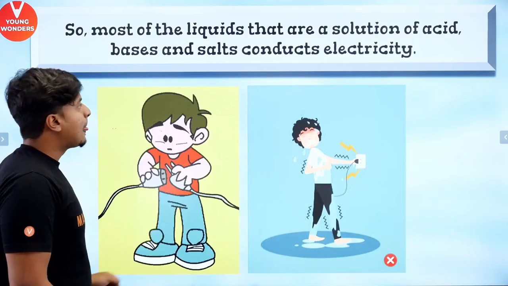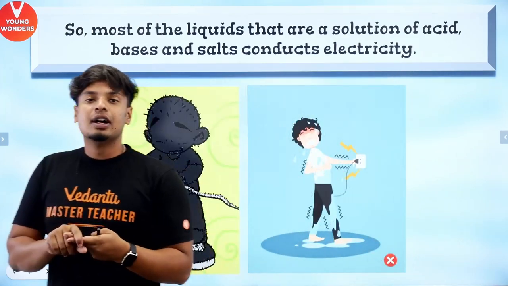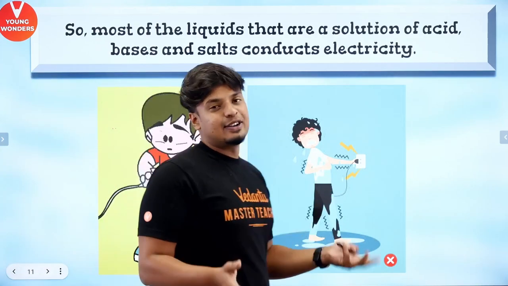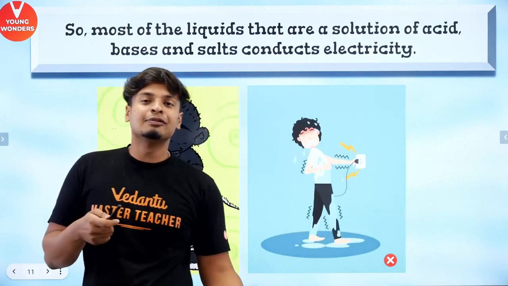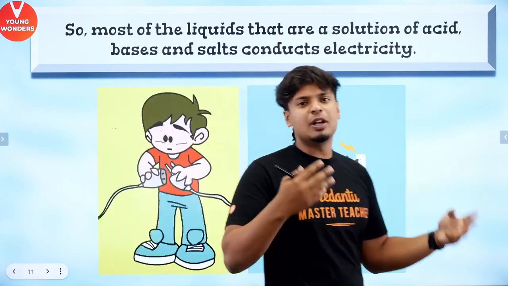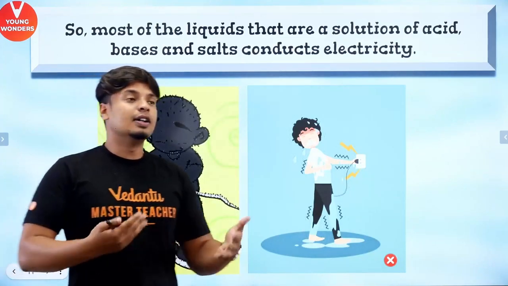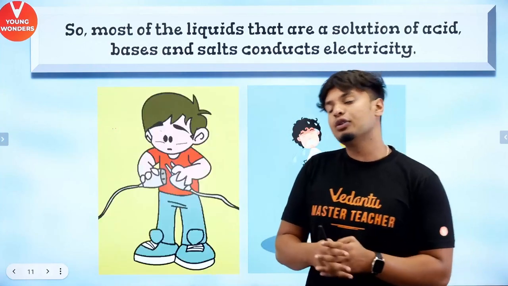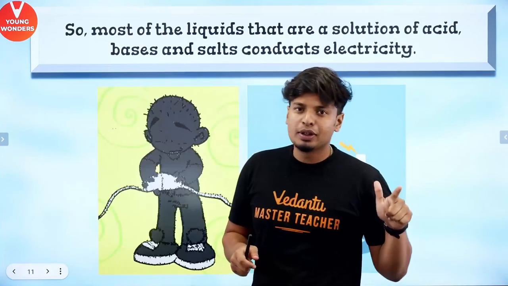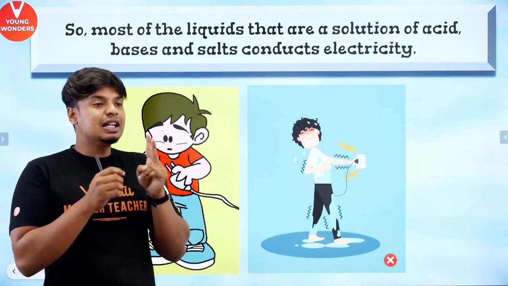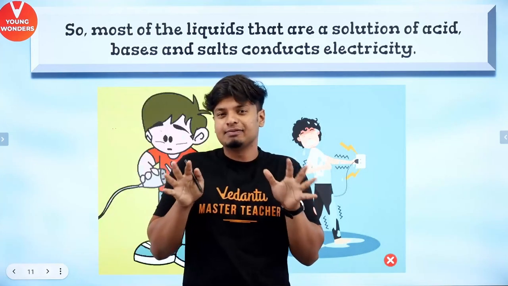Got it, guys? Now, look at this. Most of the liquids that are a solution of acid, base and salt are conducting solutions. They conduct electricity. Acids: we talked about citric acid and vinegar, acetic acid. Bases: we have sodium hydroxide, or caustic soda mixed with water, which is also a good conductor of electricity. Or we can take salt solutions, copper sulfate, sodium chloride solutions. All of these are good conductors of electricity. What about sugar solution? Nope. Distilled water? Nope. Now milk. Guys, milk can conduct electricity, but not efficiently. It only allows a feeble current to pass through it, not everything.